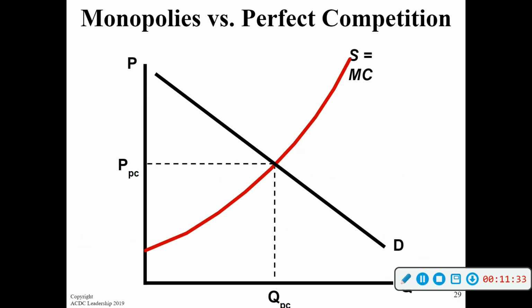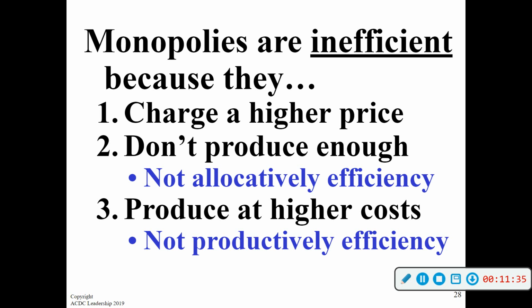Alright, so looking at efficiency. Remember, we've got 2 types of efficiency. We've got productive efficiency, which is producing at the minimum cost. And then we have allocative efficiency, which is producing at a point of equilibrium where supply and demand intersect. Remember, marginal cost curve, the Nike swoosh, that is your short-run supply curve for the firm. And, of course, now you've got a downward sloping demand curve. So we can pick out where that allocative point is.